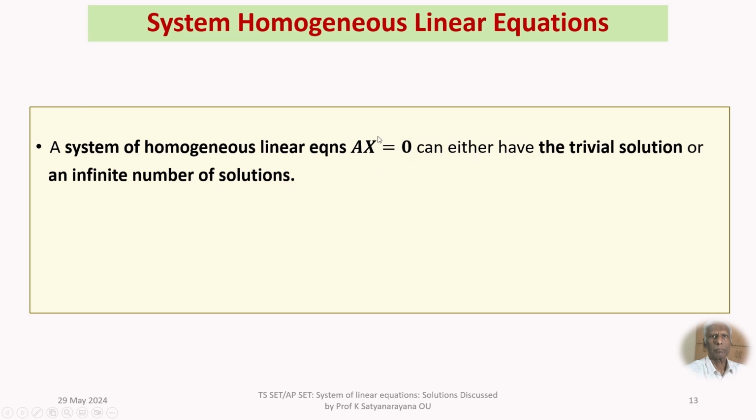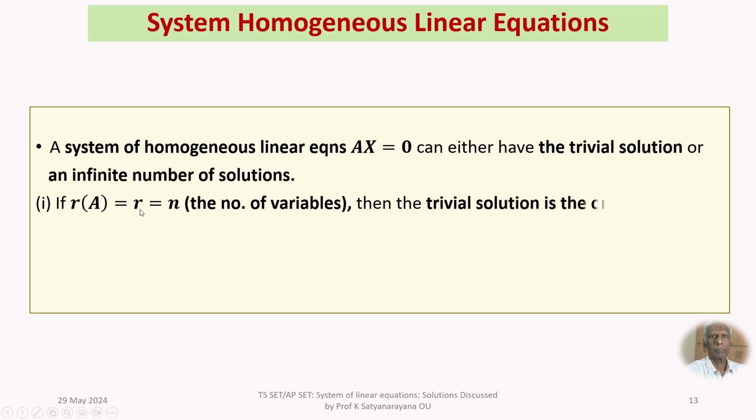In the case of a homogeneous system of linear equations, if the rank of A is equal to r is equal to n, where n is the number of variables, then we will have the trivial solution only. The trivial solution is the only solution. There is a unique solution, that is the trivial solution.